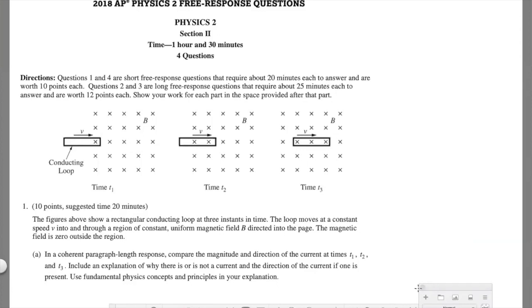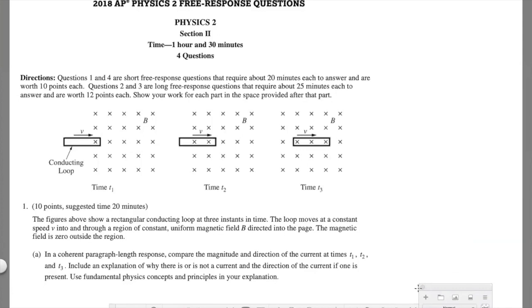Okay, so this is from 2018. So we have a conducting loop that's entering this region of magnetic field with a constant velocity to the right. And the magnetic field is uniform and directed into the page.